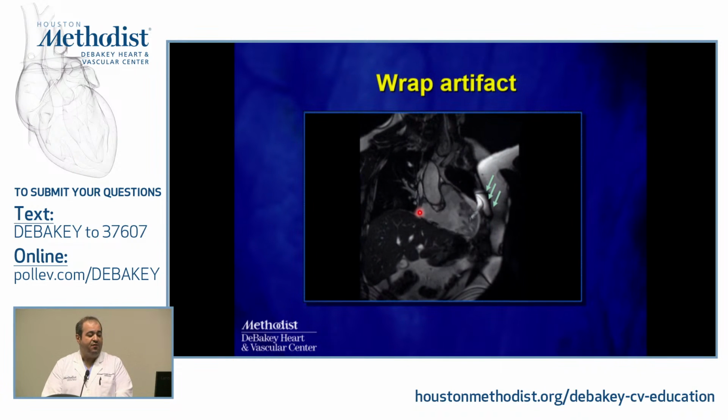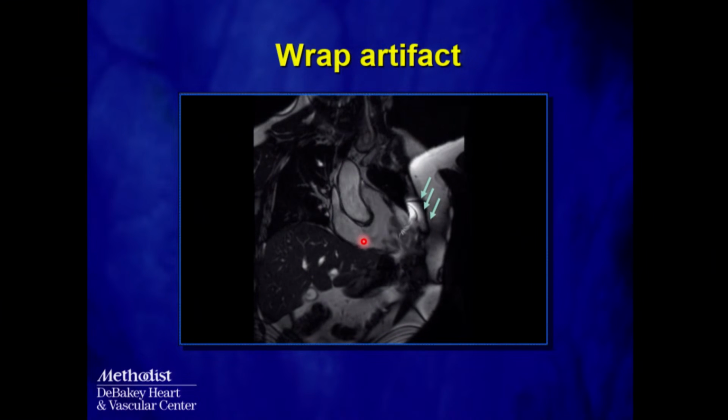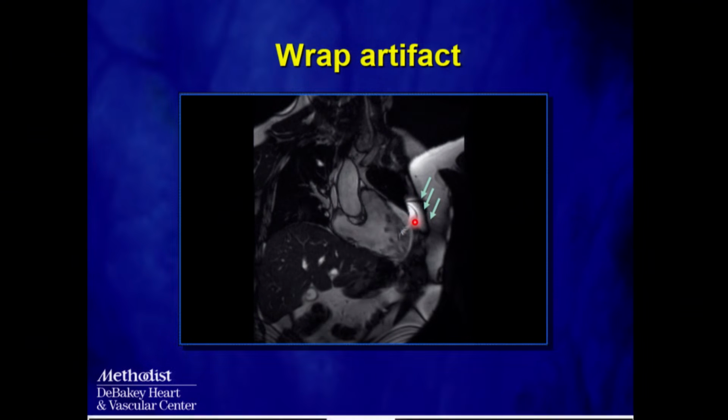So if you notice this RV inflow, outflow, this is the tricuspid valve, this is the pulmonic valve, this is the liver. Notice how part of this patient's arm is actually wrapping over the right ventricle. So you can see there is this artifact from the arm.